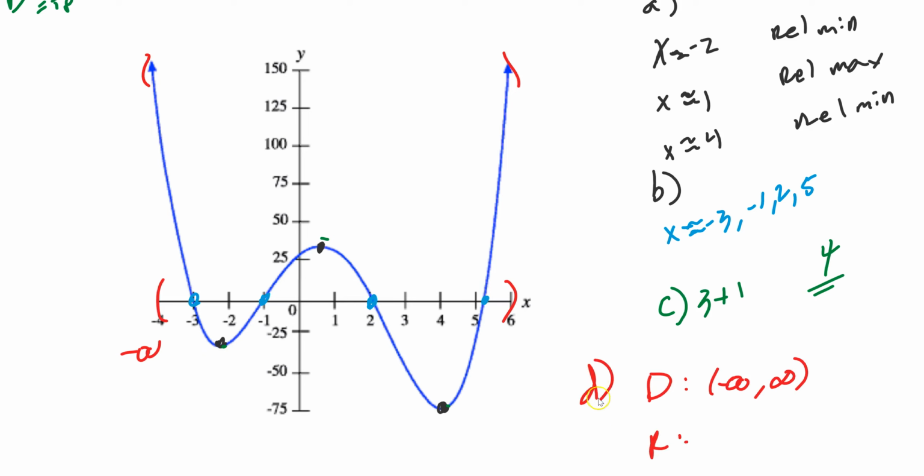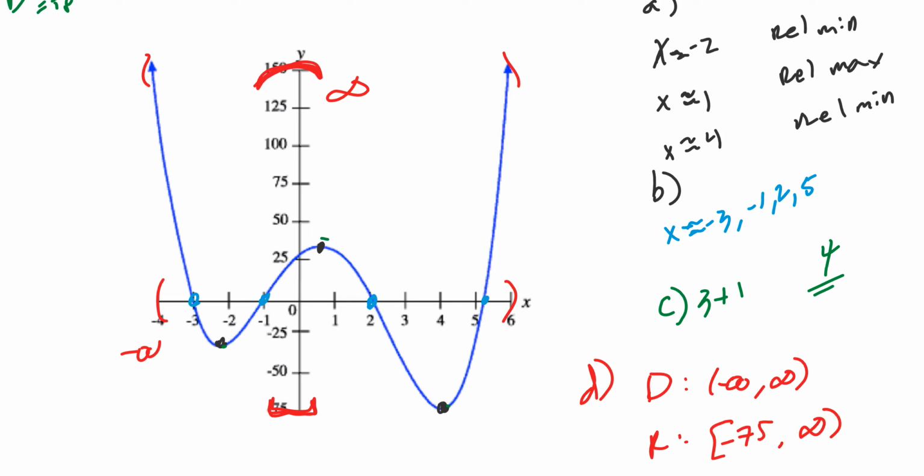Range, low to high. I actually have a lowest point, -75 looks like the lowest. Highest point, not this. That's a relative max, but there's actually higher over here. It's infinity, arrow. So another closed-open set: -75 to infinity. And that's the domain and range.